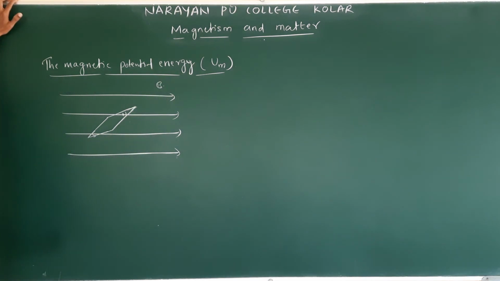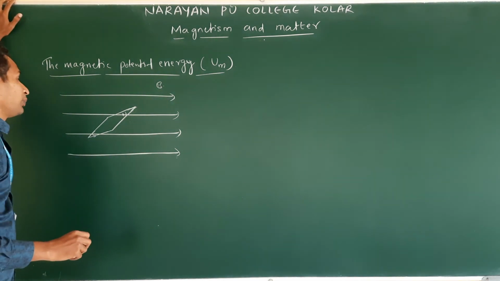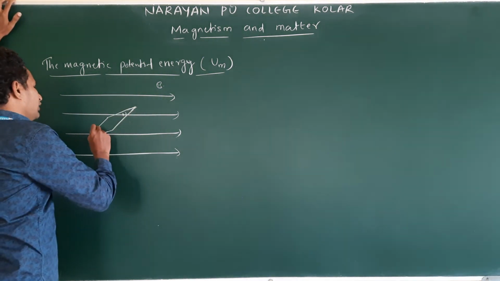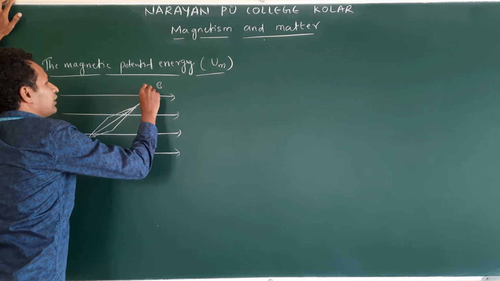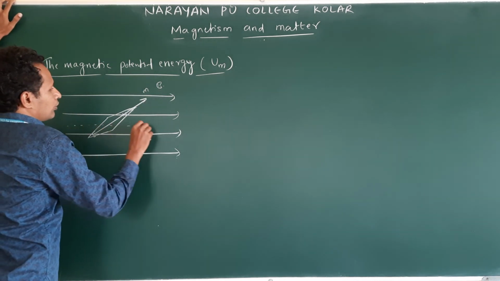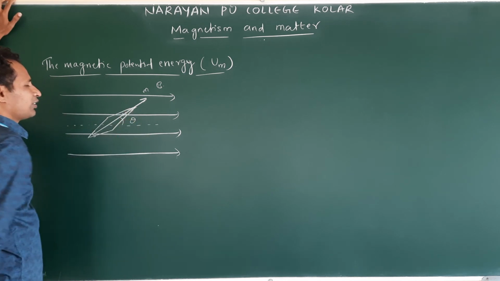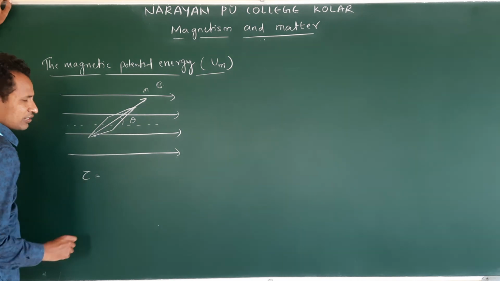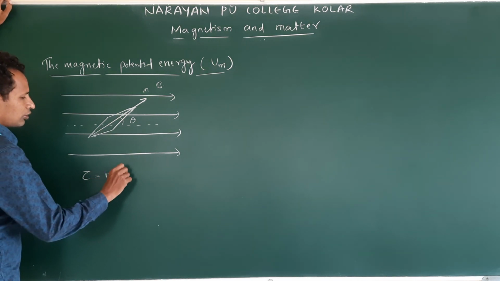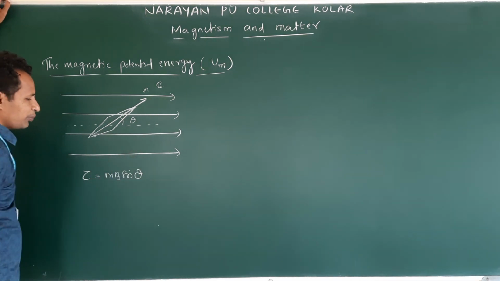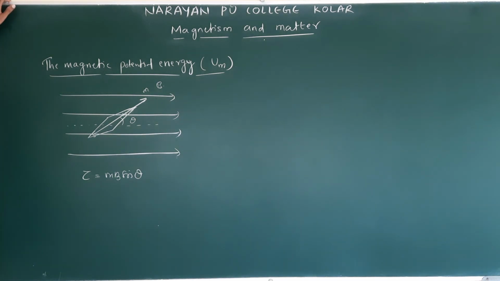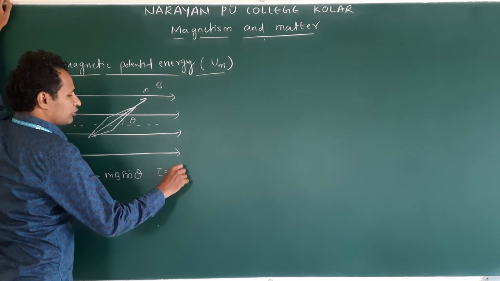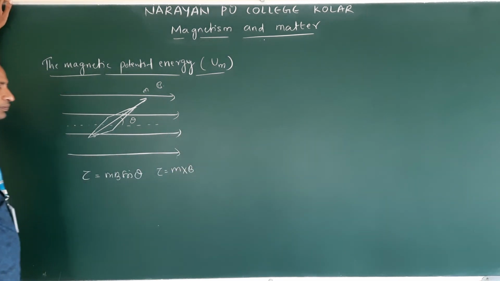Now, I placed a magnetic dipole in a uniform magnetic field. This is the dipole moment, let us say M. It's making an angle theta with the magnetic field. It experiences torque, that we have seen in the last class. Torque is equal to mB sin theta. Clear? Or in vector form, how do we write? Torque is equal to m cross B.